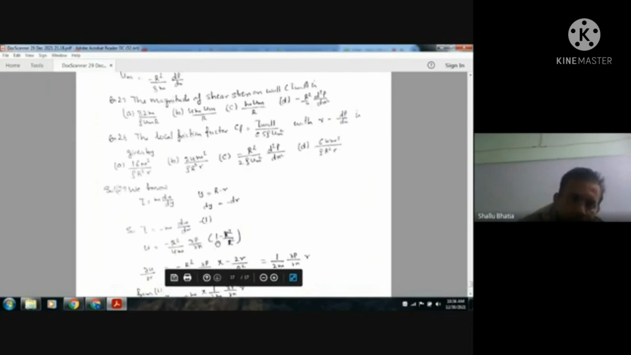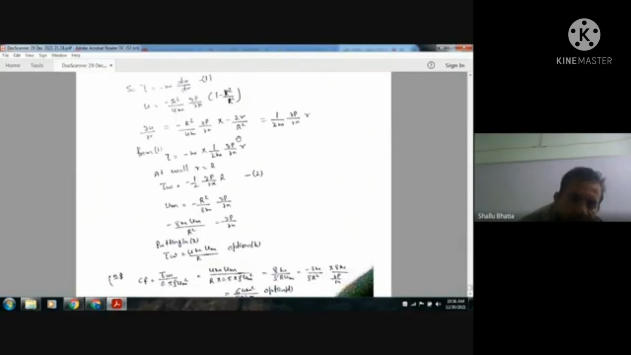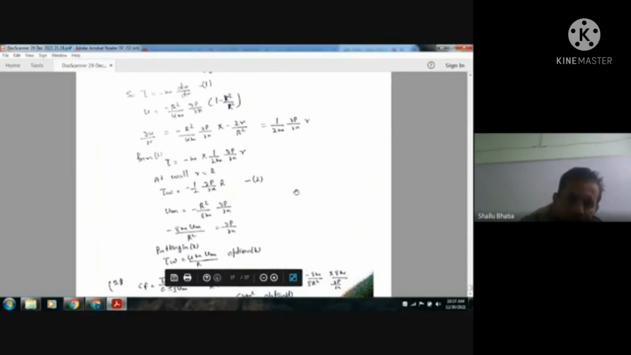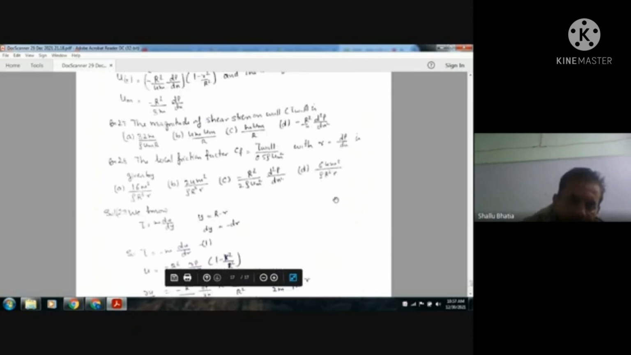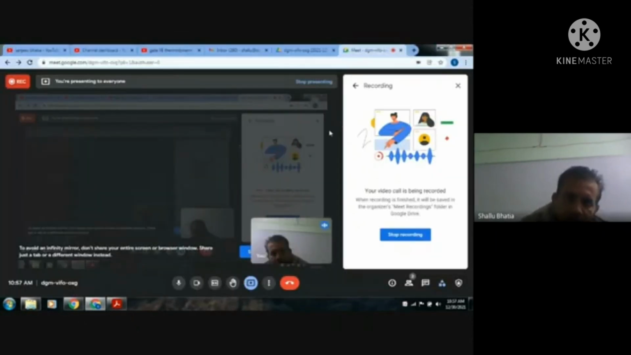Now CF is given as tau wall by 0.5 rho um square. Um is also given, and tau wall we have calculated, so we can put these values. So we get option B as the right answer. This is all about the question paper of 2007 XE fluid mechanics. Thank you.